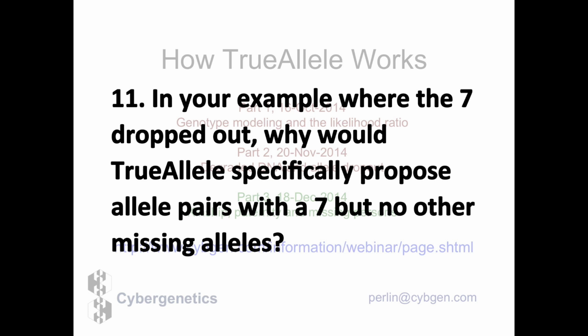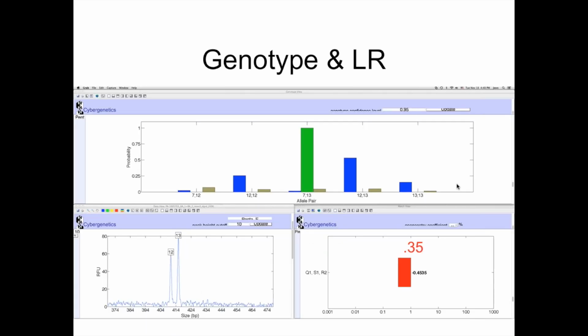In your example where the 7 dropped out, why would TrueAllele specifically propose allele pairs with a 7 but no other missing alleles? The answer is that it's proposing a lot of low-level probabilities. This is just an artifact of the display. Because the green bar has to be displayed, the 7 and the 13 as an allele pair would be displayed, along with that very low blue bar on the left. If you notice on the top right, we're only looking at this result at a 95% probability, because a 99% probability would bring in 10 or 20 other allele pairs. Those are all considered, but because we're specifically asking the computer what's happening at 7-13, a low probability event that ordinarily wouldn't be displayed is being displayed at a 95% level. At a 99% level, we would see very many allele pairs, and they would include alleles other than 7, 12, and 13.